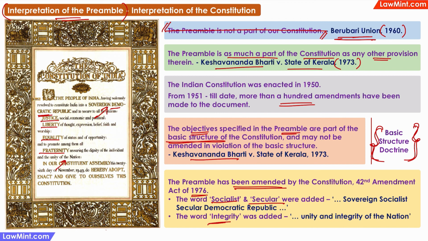So, if the preamble is a part of the basic structure, and the basic structure cannot be changed, then how come these changes in 1976 were not challenged? Well, I believe that it was because these changes are not negative. That is, they do not take away anything from the existing basic structure, but they only add more clarity to it. So, these changes were probably never challenged.